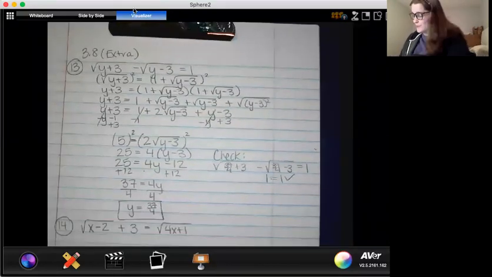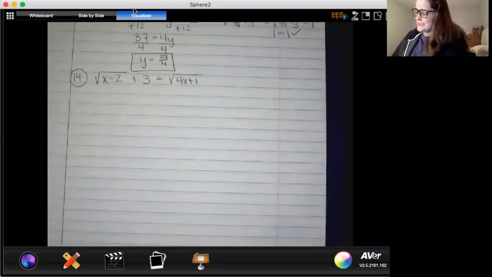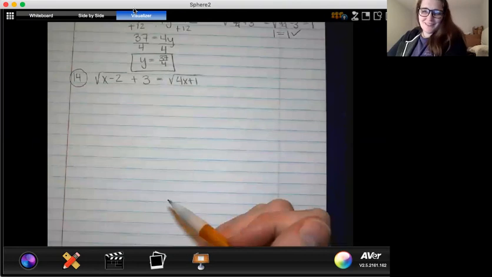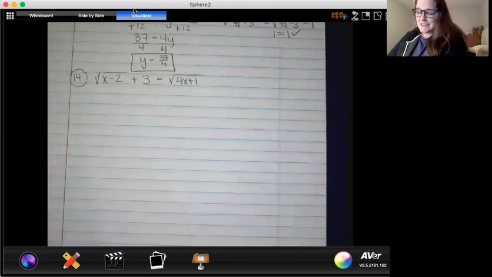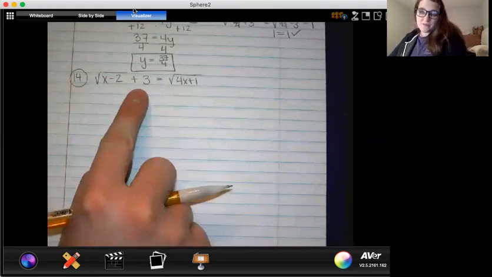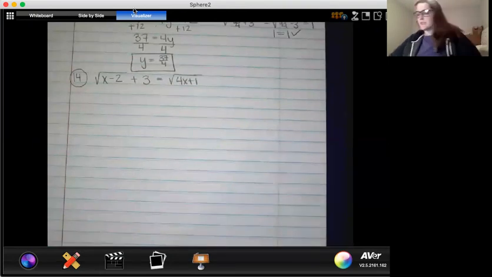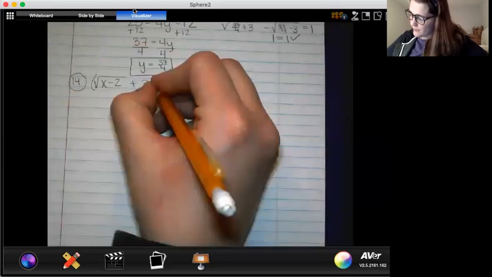Okay, let's try number 14. And we're going to get it done on this piece of paper. Okay, it's going to be a lot, but we're going to do it. Okay, so our problem is square root of x minus 2 plus 3 equals square root of 4x plus 1. Now, the radicals are already isolated. I don't really need to move my 3 anywhere. I don't need to subtract 3 to the other side because it's not like it's going to make it easier. Okay, and technically this has plus going for it, so might as well go ahead and square right from the very beginning.